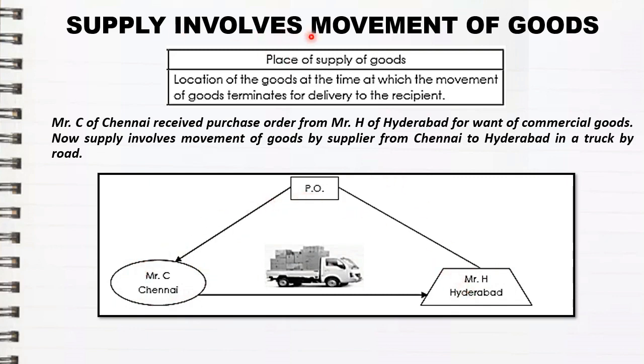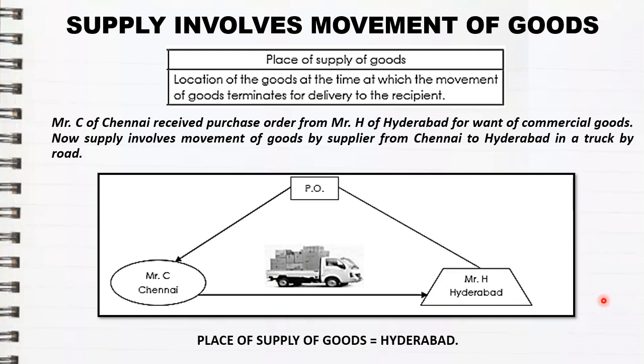In that case, according to the rule that when the supply involves movement of goods, the location of goods at the time at which the movement of goods terminates will become your place of supply for GST. So in this case, there is movement of goods, and wherever the goods finally terminate, that place will become your place of supply. In this example, the goods are moving from Chennai to Hyderabad. It terminates at Hyderabad. Therefore, the place of supply of goods is Hyderabad. In this place, the GST will be charged. So that is the very first rule: supply involves movement of goods.